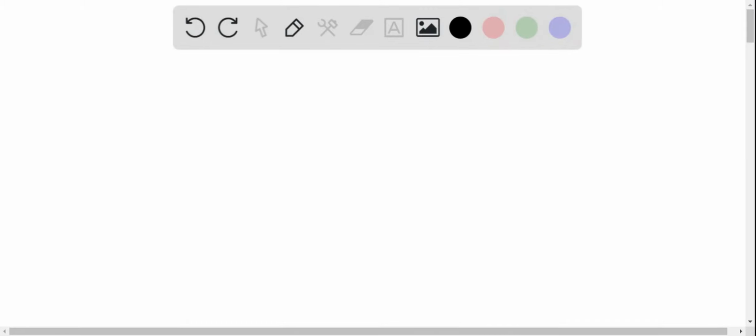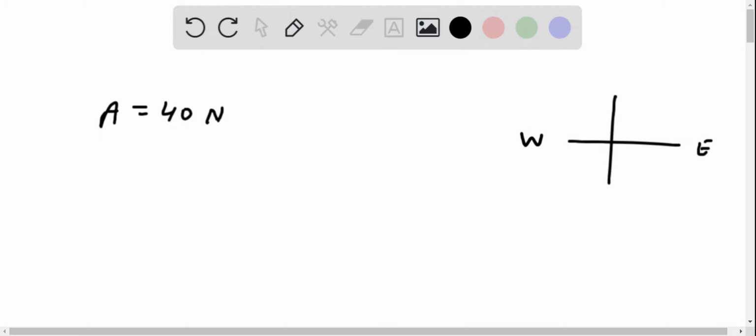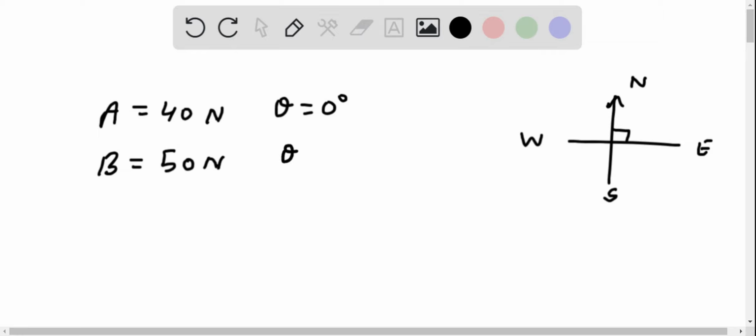Problem: we have given A is equal to 40 Newton and the direction is given as east. Suppose this is east, this is west, this is north and south. So here theta will be equal to 0 degree. Force B is equal to 50 Newton, so we can say the direction is north. So we can see this angle is 90 degrees. So theta B will be equal to 90 degree.